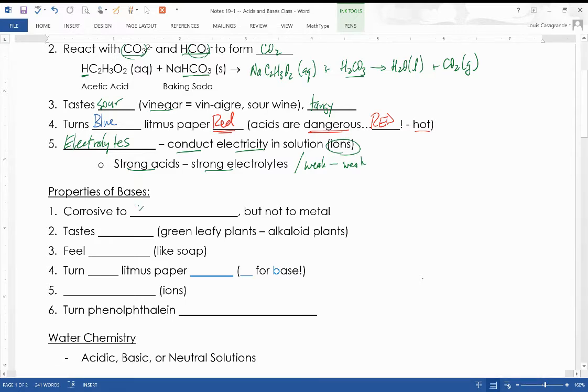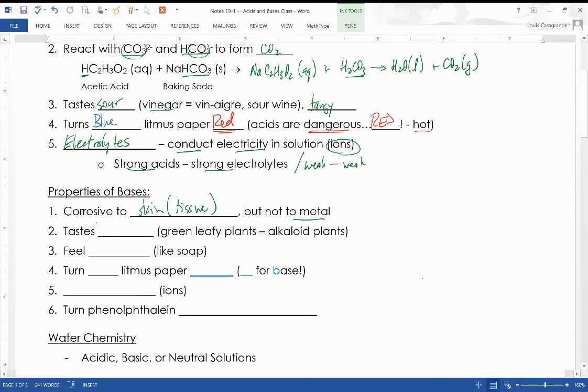Bases are corrosive to skin, and skin, we sometimes call that like tissue. Not like Kleenex tissues, but skin tissue, but not to metals. Most metals don't have any reaction with bases. There is one, but it's not important to us.